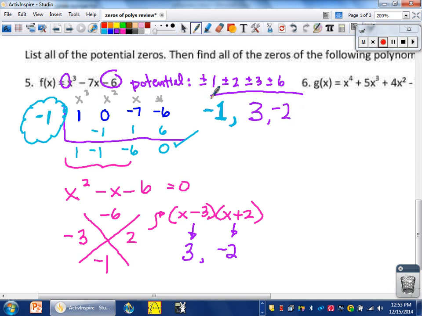So we started off with a cubic. We expect to get 3 answers. We have our 3 answers, and we're done. So start with the potentials. Use synthetic division to find one. Get the other 2 from the remaining quadratic equation until you get all 3 of them for cubics.